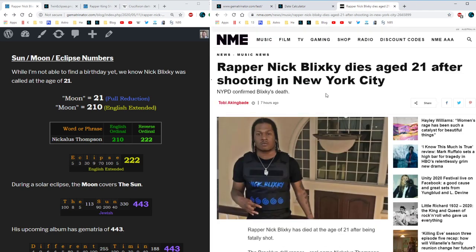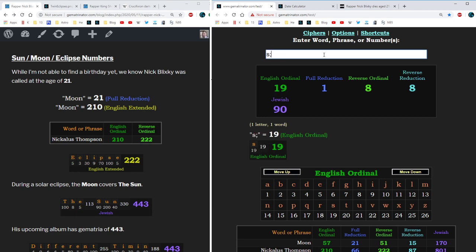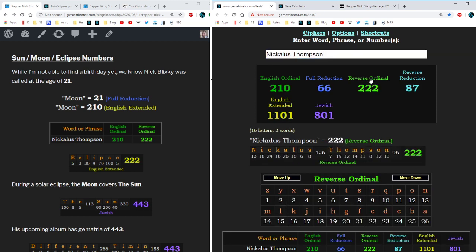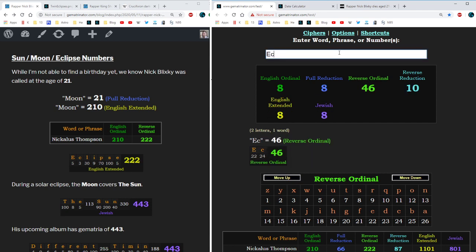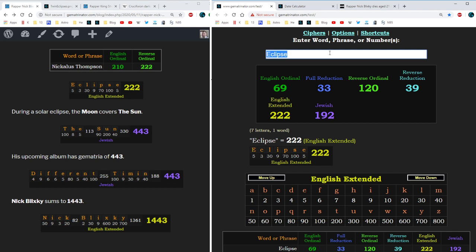Think about how this man died at age 21. 21 is a number connected to moon. Moon equals 21 and 210. As far as the 222 in the reverse alphabetic order, the word eclipse equals 222. And again, during an eclipse, it's the sun that's covered up by the moon.